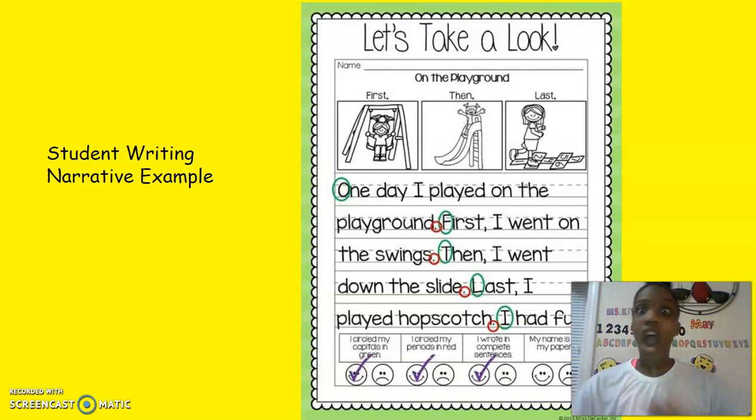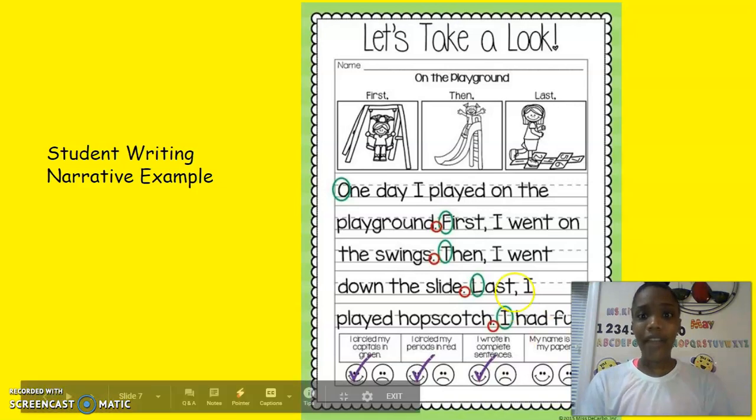I give this 100% for a grade because she did a great job making sure she had her beginning, middle, and ending. Her character was herself. Her picture matches her words. And she also has capital letters and punctuation marks in her writing. Way to go.